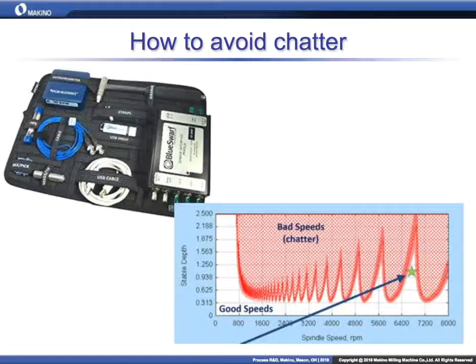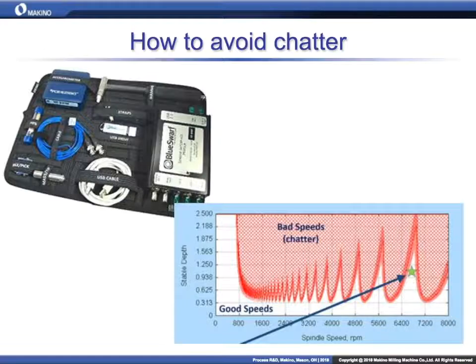The way that this diagram works is it tells us the different combinations. The horizontal axis is spindle speed in RPM, and the stable depth of cut is the y-axis, and it gives us the roadmap essentially of where we could machine stably and where we would machine in chatter.